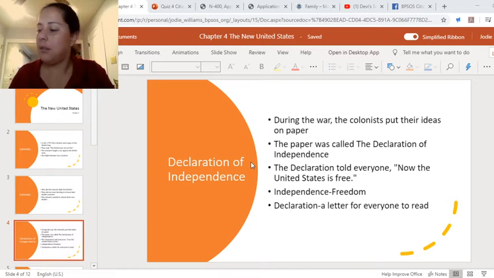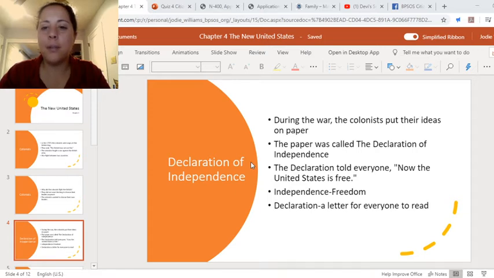Page 52, the Declaration of Independence. The Declaration of Independence was written so the colonists could be free from the British. During the war, the colonists put their ideas on paper. Remember, we said ideas mean thoughts. What you think, okay? Ideas are thoughts, what you think, okay? So the colonists put their ideas or thoughts on paper. The paper was called the Declaration of Independence. The Declaration told everyone, now the United States is free. Okay, now the United States is free.